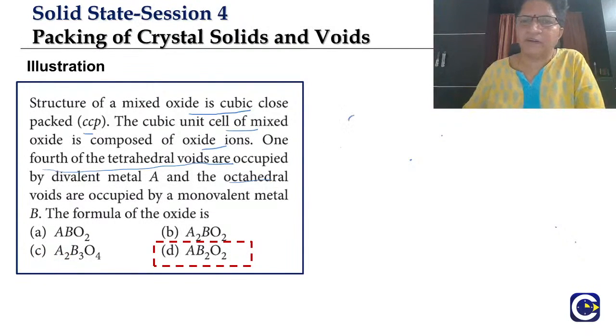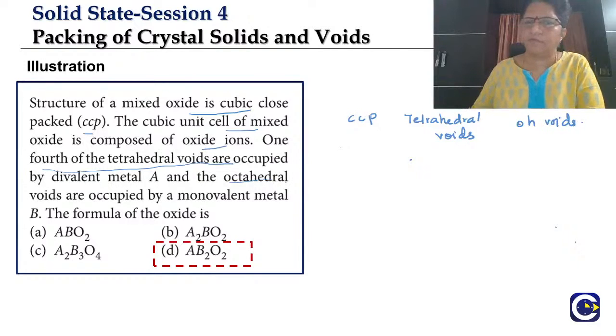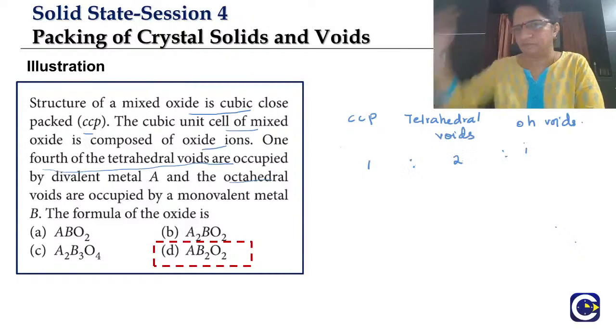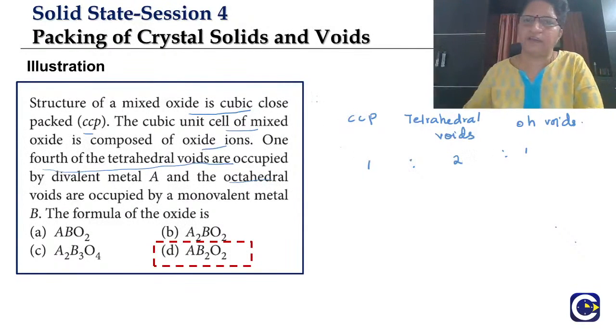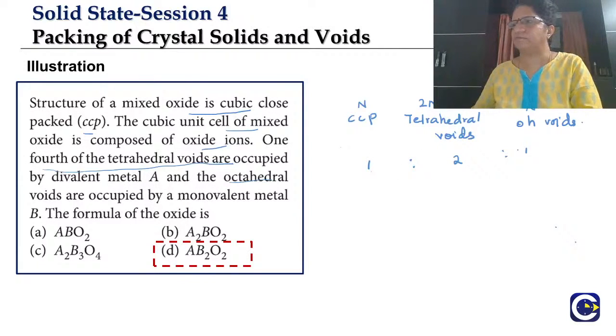Fine. Let me take closed pack structures, tetrahedral voids, and octahedral voids. Remember the ratio is 1:2:1. That is, if there are n closed pack structures, the number of tetrahedral voids will be 2n and octahedral voids will be n. So they are in the ratio of 1:2:1.